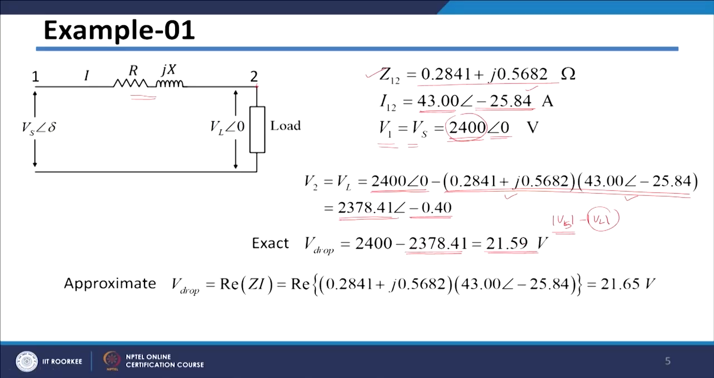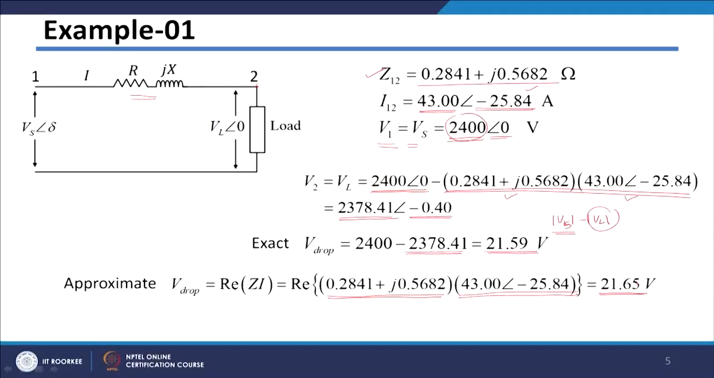Now, the approximate drop, as we have already seen, is the real part of Z multiplied by I. So the real part, where Z is the impedance which is given, and the current which is given as 43 amperes, and if you calculate the real part of Z multiplied by I, it comes around 21.65 volts.